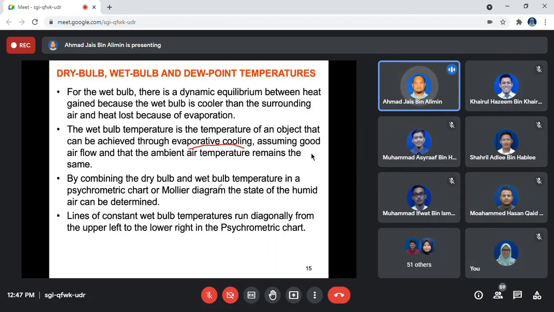When we combine the readings from the dry bulb thermometer and the wet bulb thermometer, we can get temperatures that we can then transfer onto the psychrometric chart, and from there we can estimate or determine the state of the humidity for that particular volume under investigation. Lines of constant wet bulb temperature run diagonally from the upper left to the lower right on the psychrometric chart.